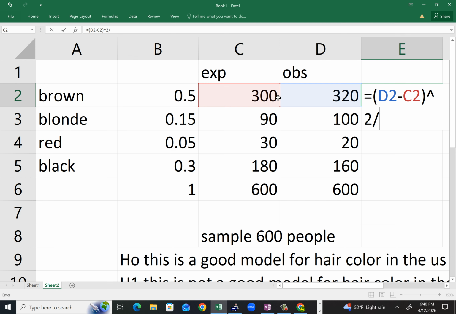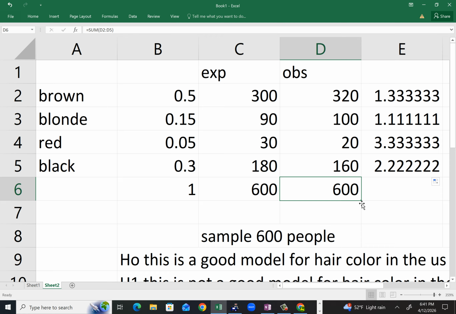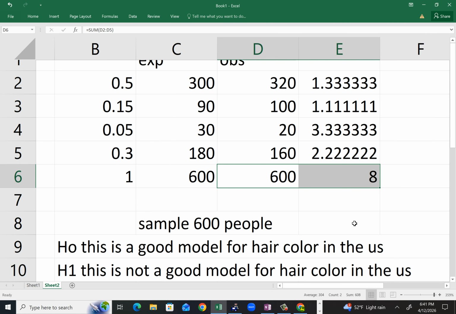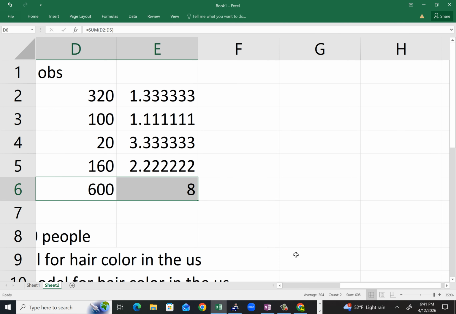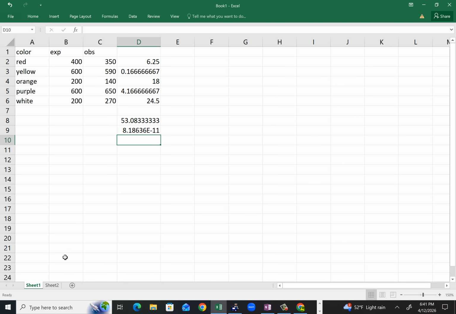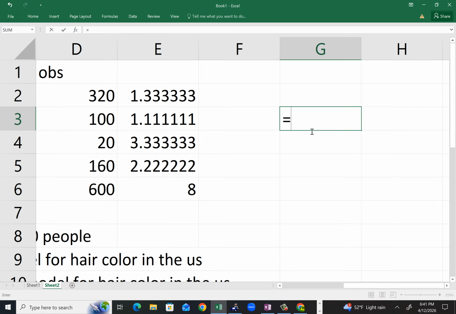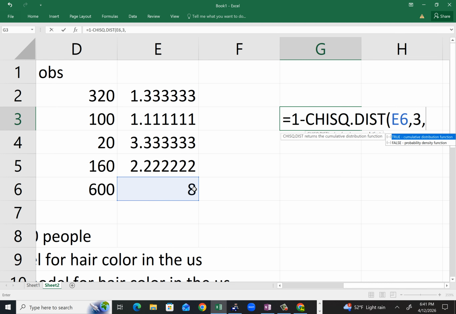Squared divided by expected. Done. Paste that down. And then copy this over, because it's still the sum, right? On the last one, we got a chi-square of like 50 or something. That was way over there, but I feel like 8 is not that far over. You mean it's not weird enough? No, probably not. So equals 1 minus chi-square dot dist 8, comma, 4 hair colors, so comma 3, comma 1.